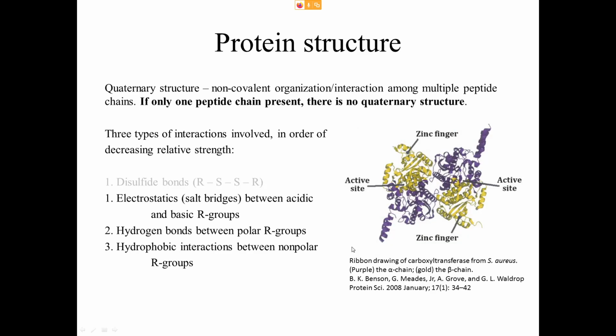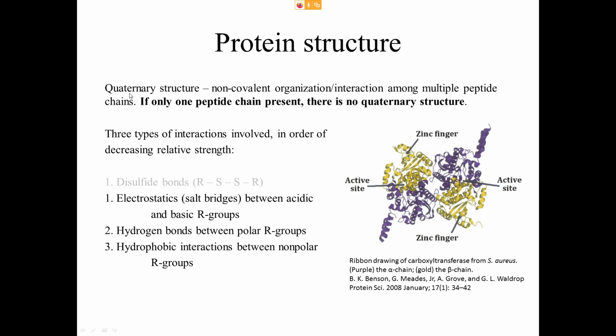But if I have multiple chains that are not necessarily connected to each other covalently, but there's two proteins that folded up on their own, right? And then they come together, or they fold together, but they're not connected to each other covalently by the peptide bonds. It's two separate chains that have come together to form a functional unit. This is when you can have quaternary structure.